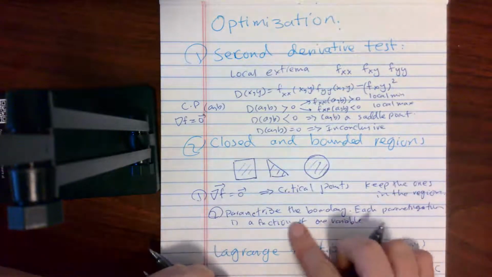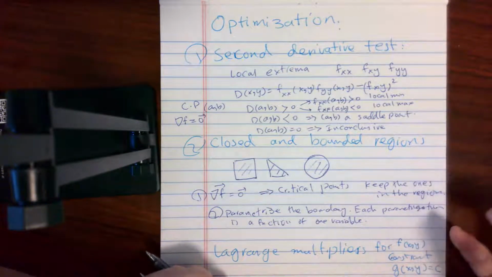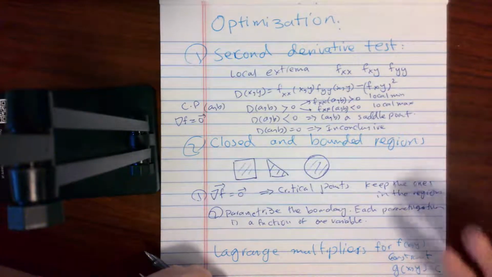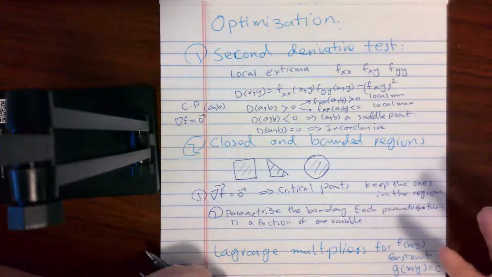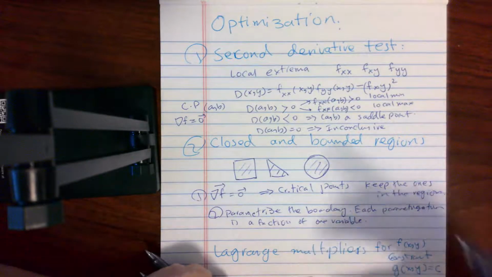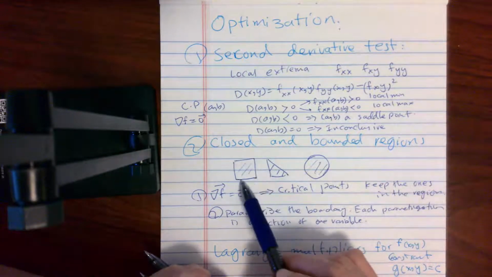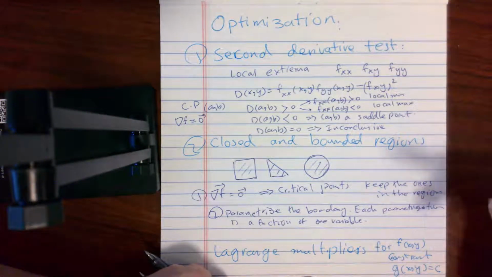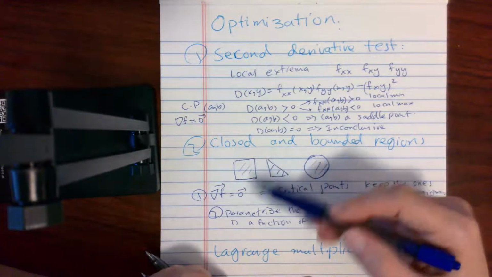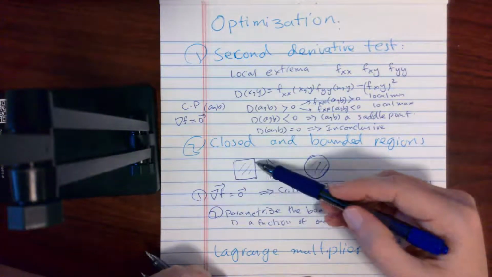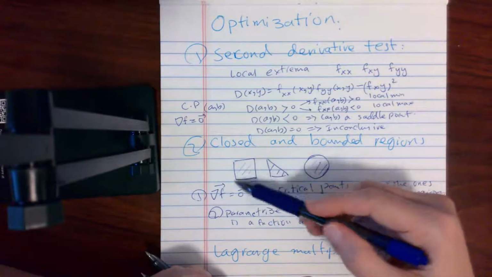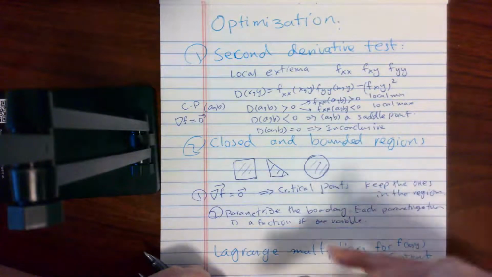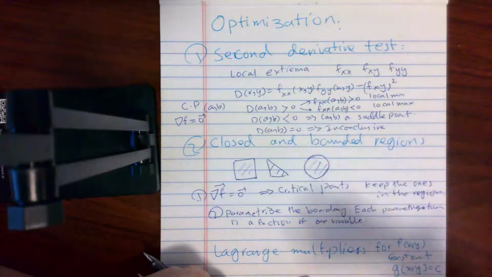So now you parameterize the boundary. Each parameterization is a function of one variable, and you know how to optimize functions of one variable. Basically, it's like using the closed interval method in calculus 1. So you find maximal critical values in here, here, but don't find the y value, because you have to find the z value in here instead of the y value, right? Don't find it for each piece.